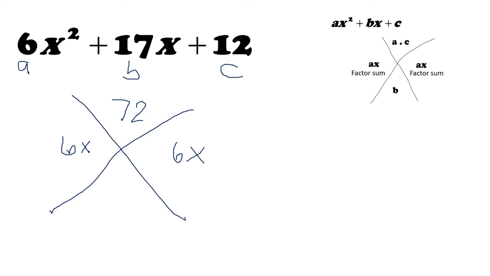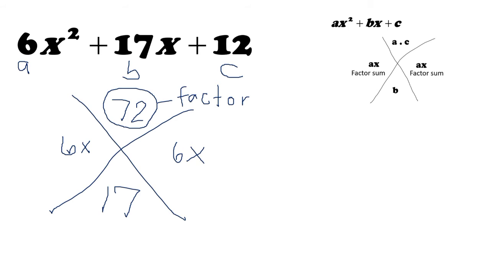Then the lower portion is b, so we copy the positive 17. This is now the pattern on how to get the factor of 6x squared plus 17x plus 12. As you can see, the upper portion is 72 and the lower portion is 17. Knowing that, we are looking for the possible factors of 72.